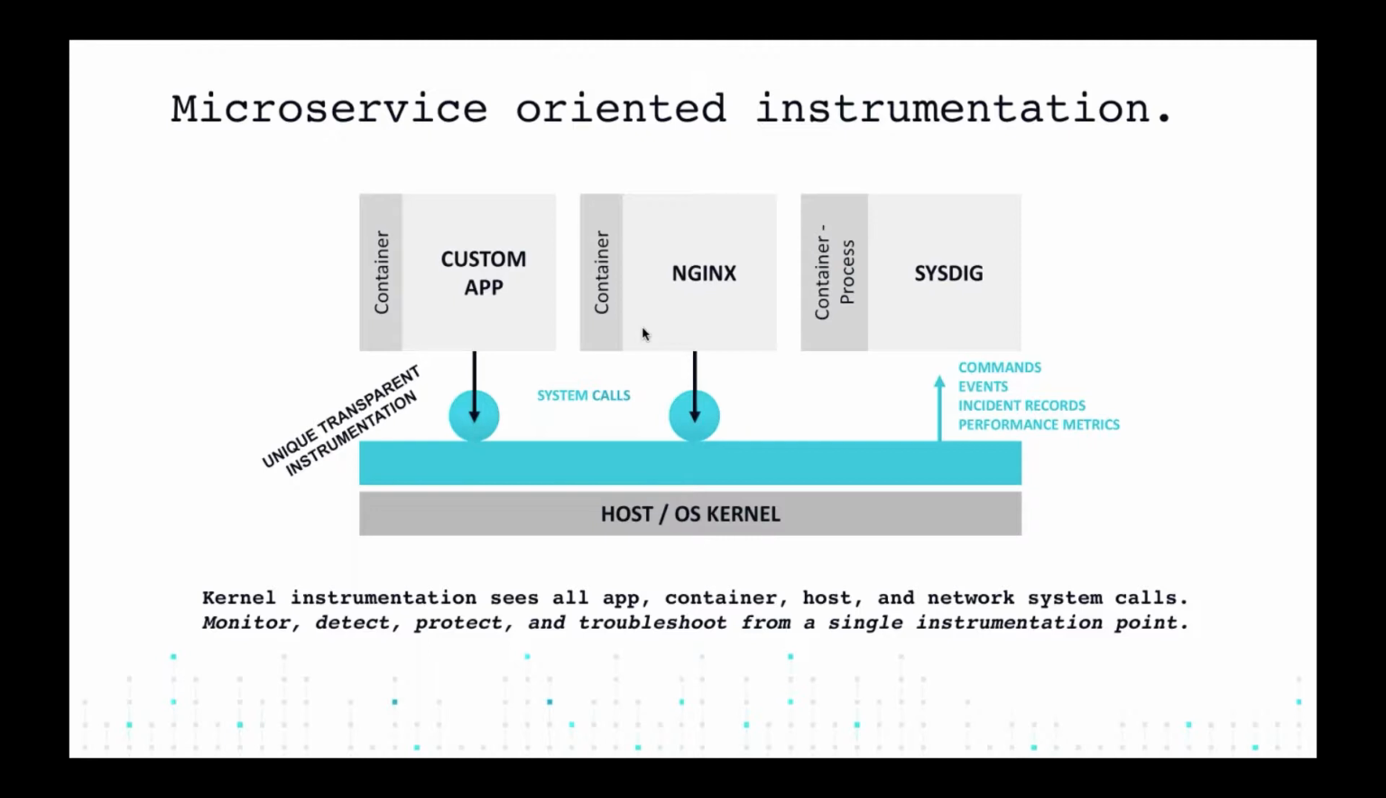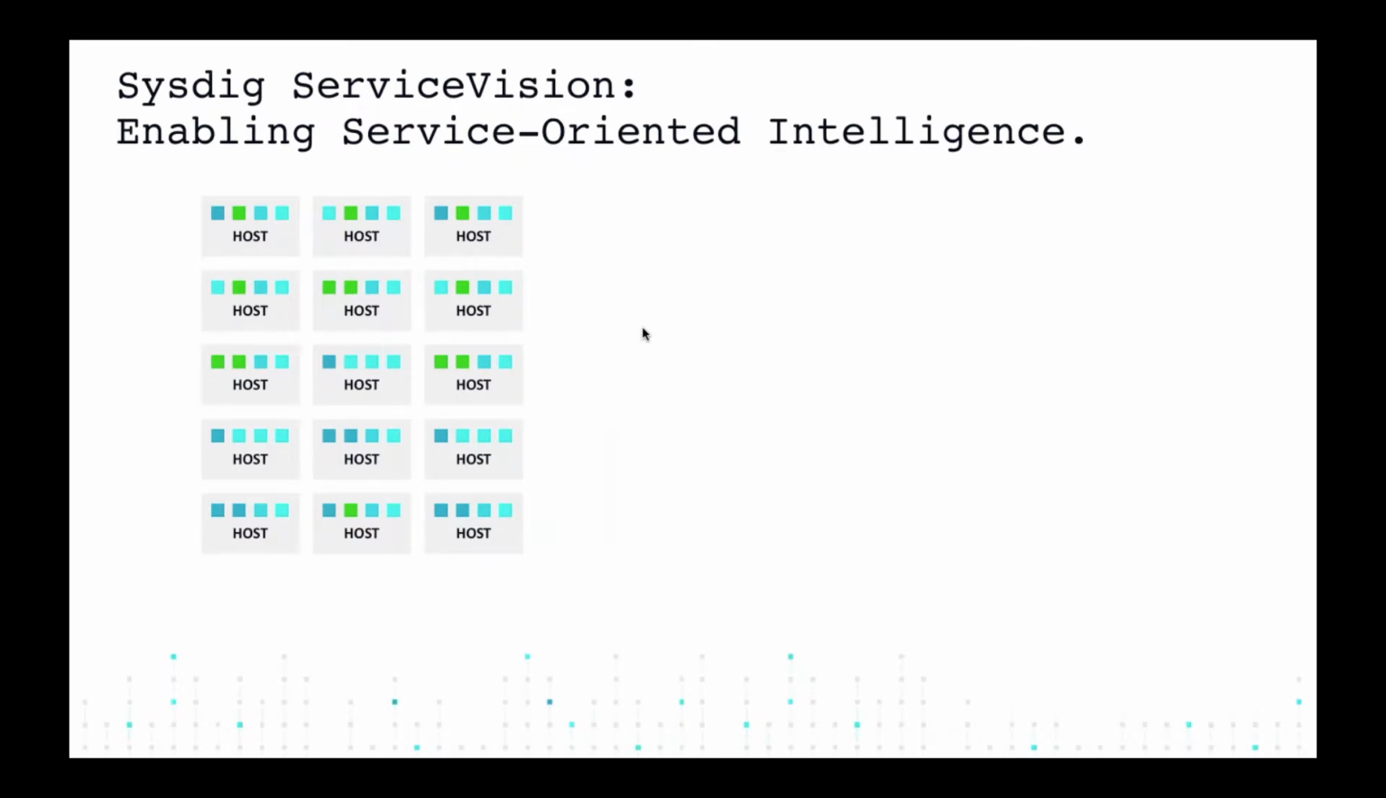So it's really a single instrumentation point to see any network connection, any file that was accessed, any process that's happening on the host or inside the container. On top of that, we hook in with your orchestrator, so Swarm, Kubernetes, Mesos, and what you guys are deploying from a physical perspective looks a lot like this.